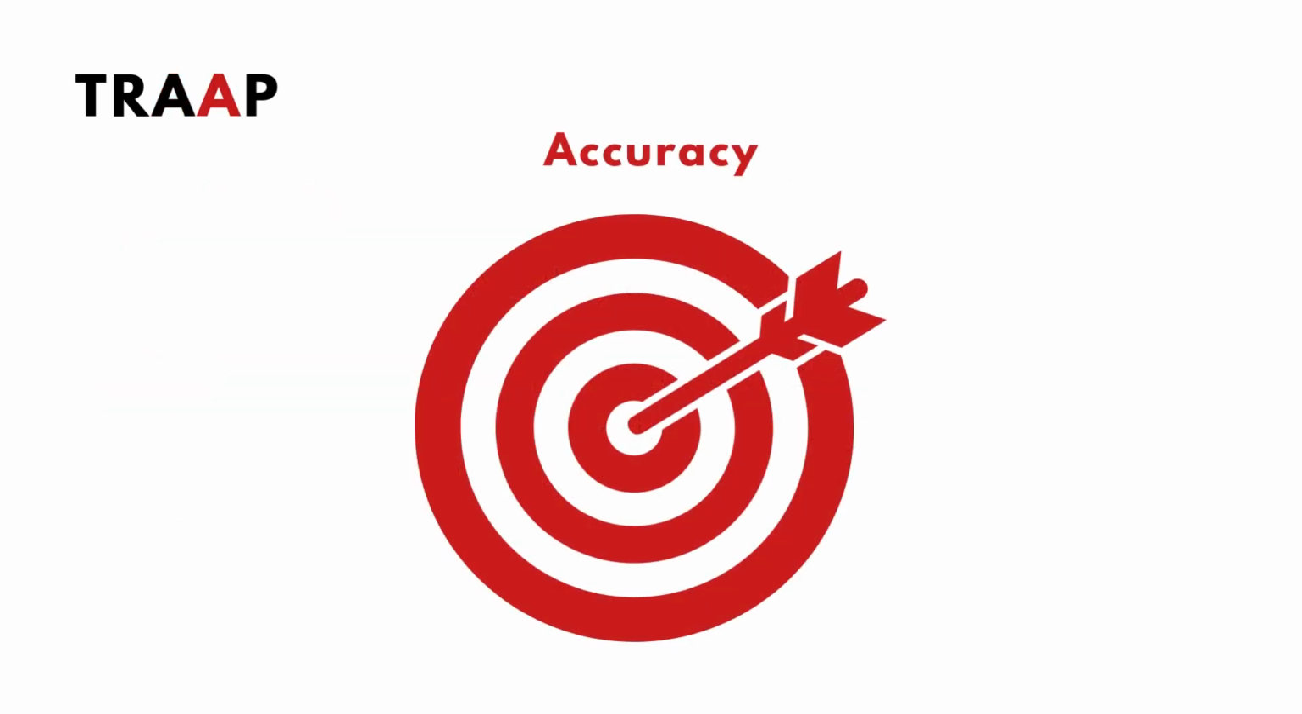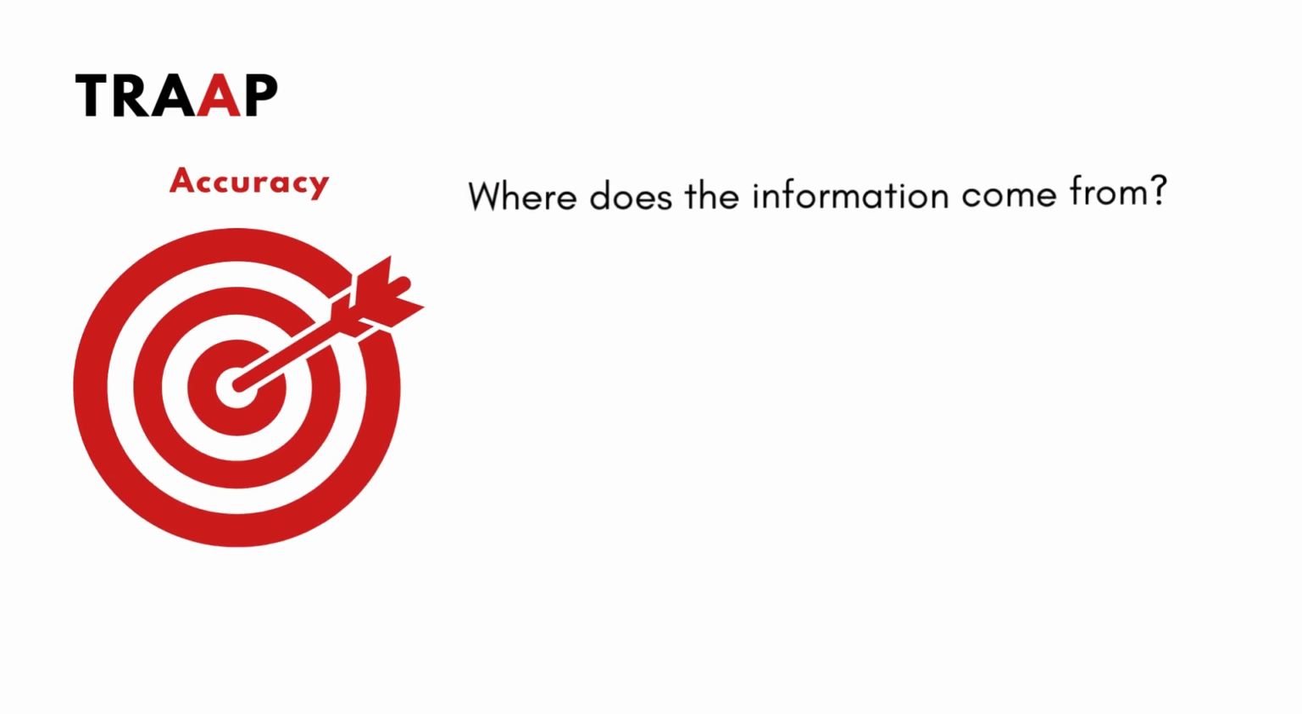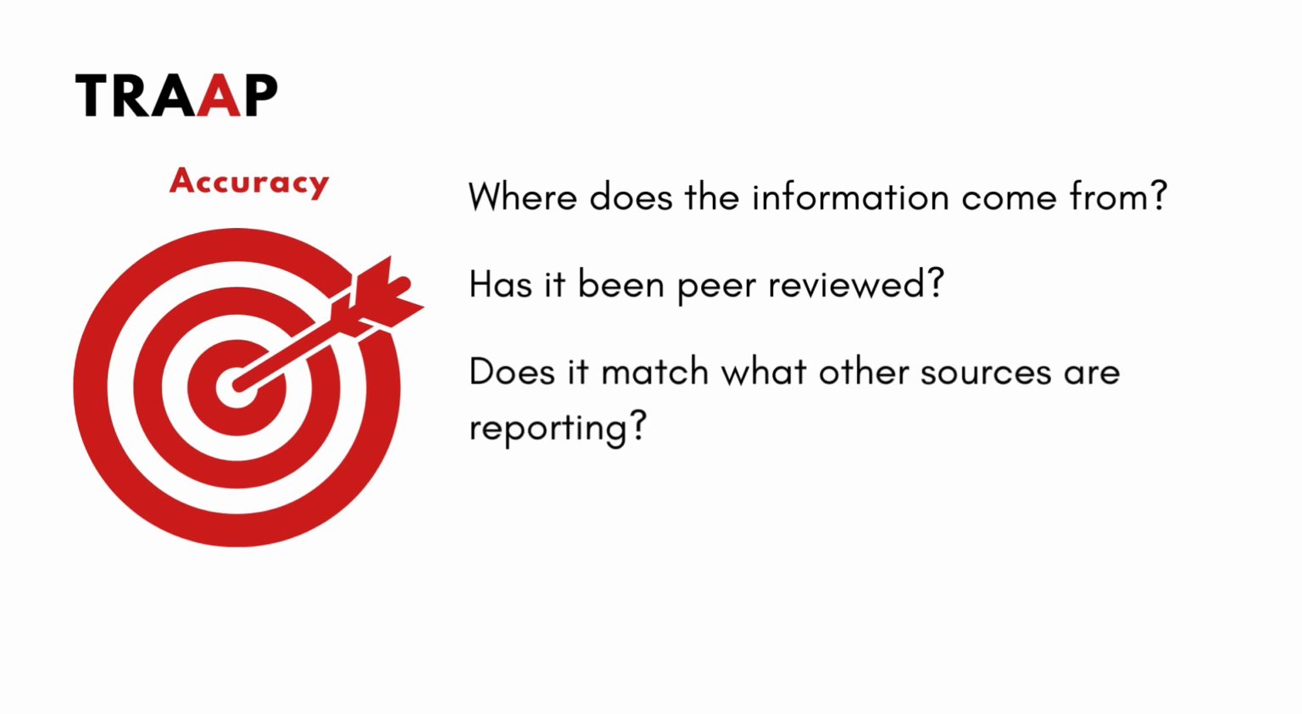The second A in our acronym is accuracy. To assess the accuracy of information, you will need to seek out other sources to see what they have to say about your topic. Ask yourself, where does this information come from? Has it been peer-reviewed? Does this information match what other sources are reporting? And are there errors in the source, such as spelling or grammar?